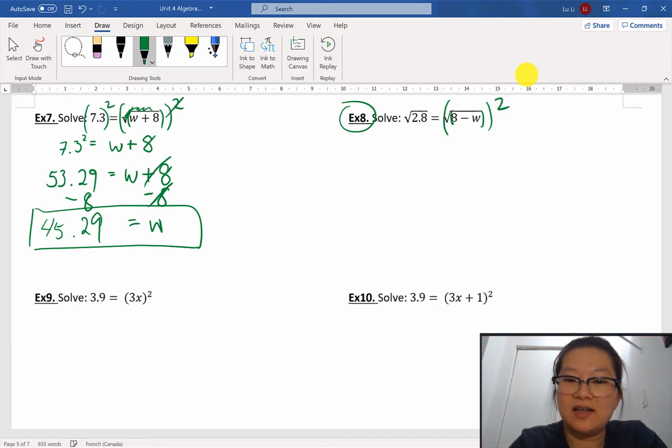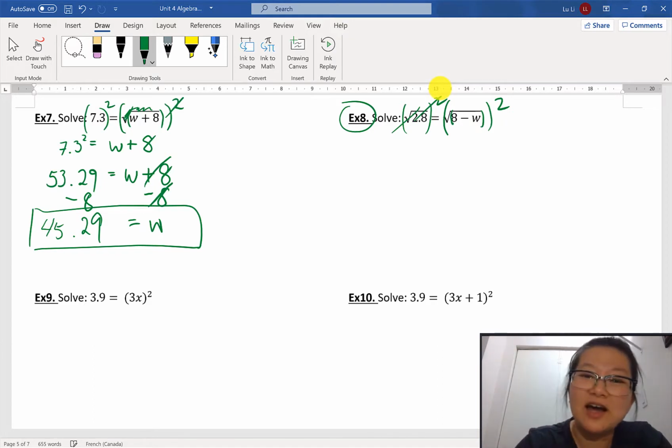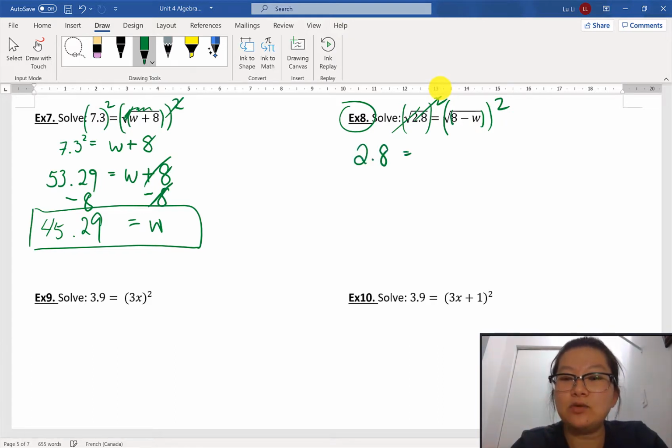So I have to square this side. I also have to square the other side of the equation. And guess what? The square here cancels out with the radical sign on the other side of the equation. I am now just left with 2.8, and that's equal to, this square here cancels out with this radical sign, I get 8 minus w. Okay? Oh, that was very nice. I didn't even have to calculate what the square root of 2.8 was.